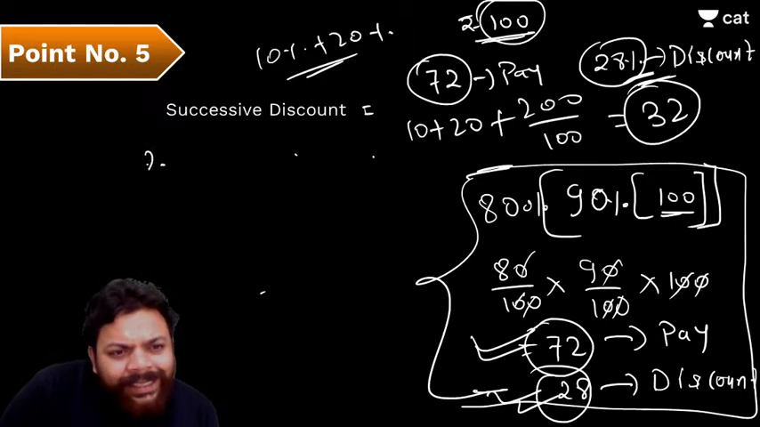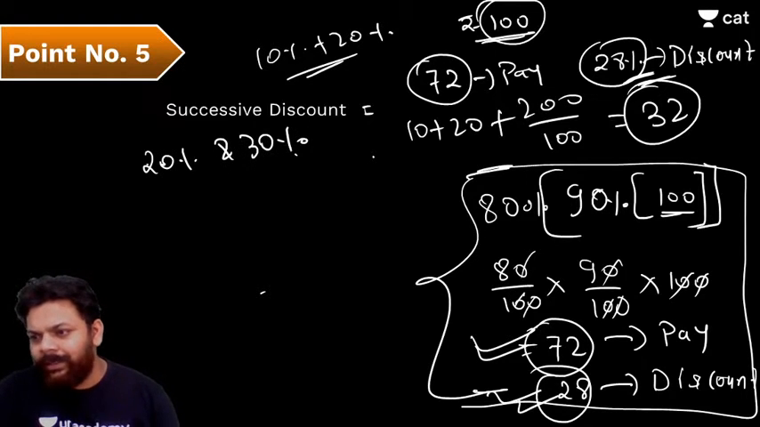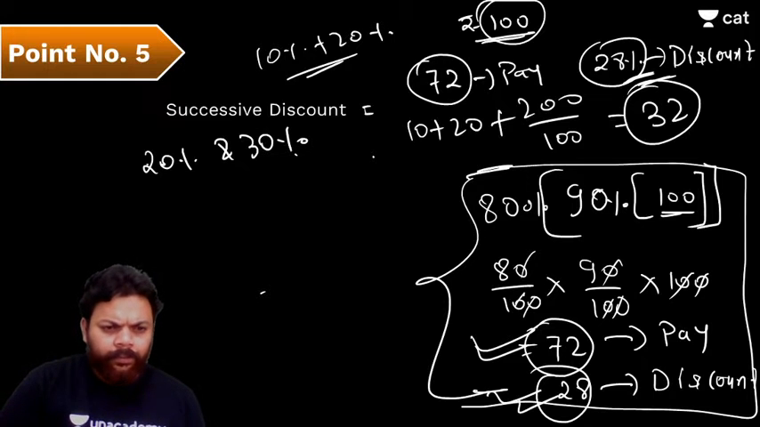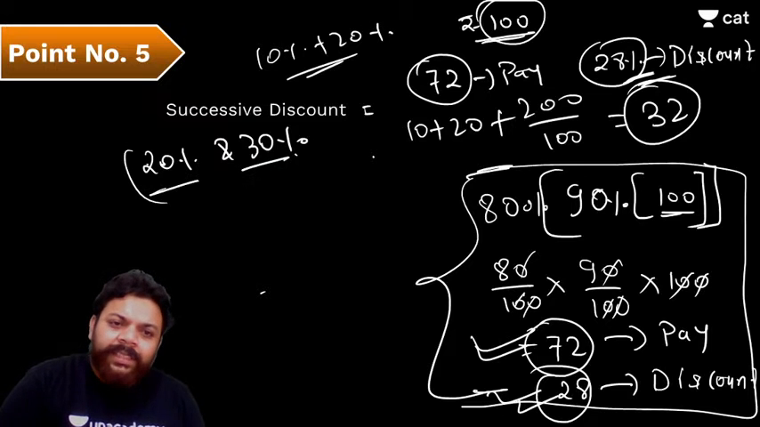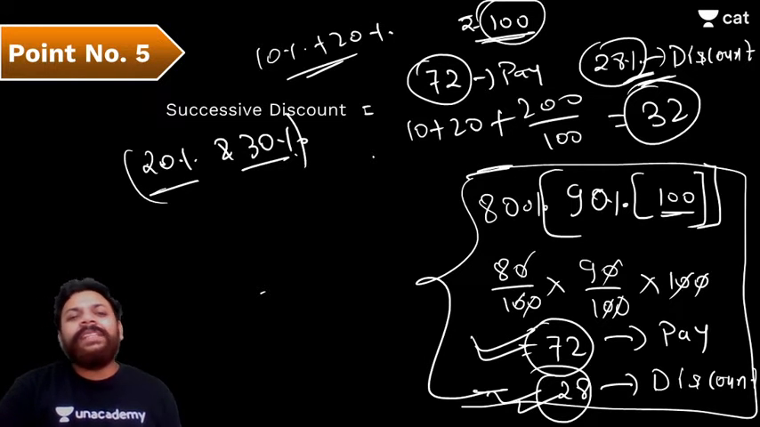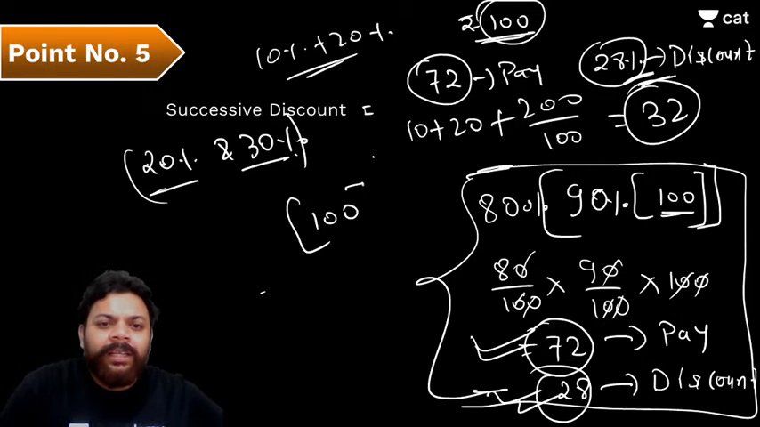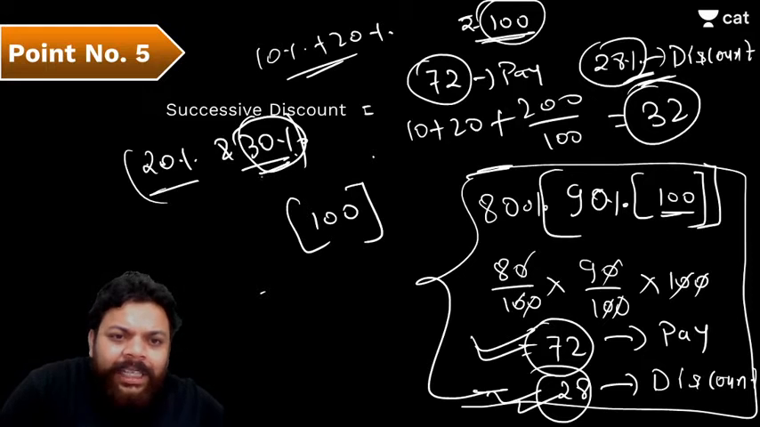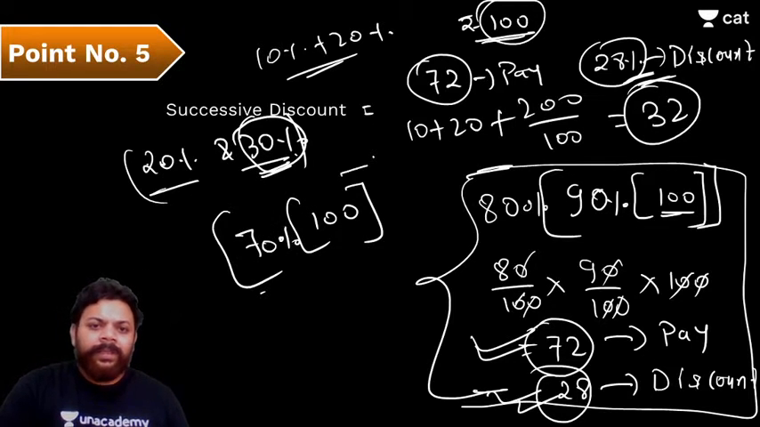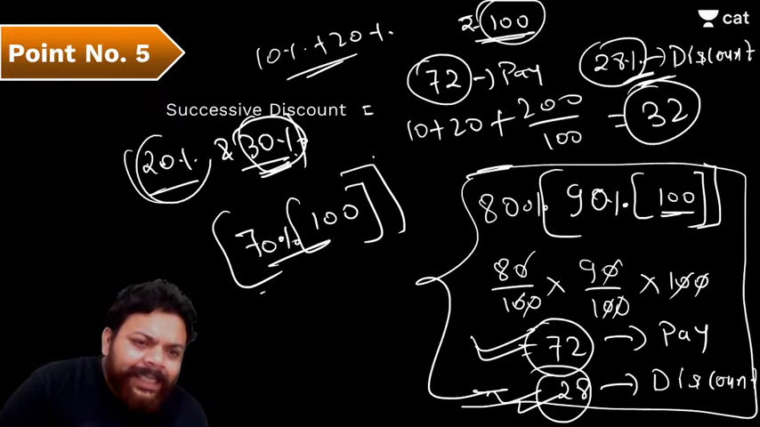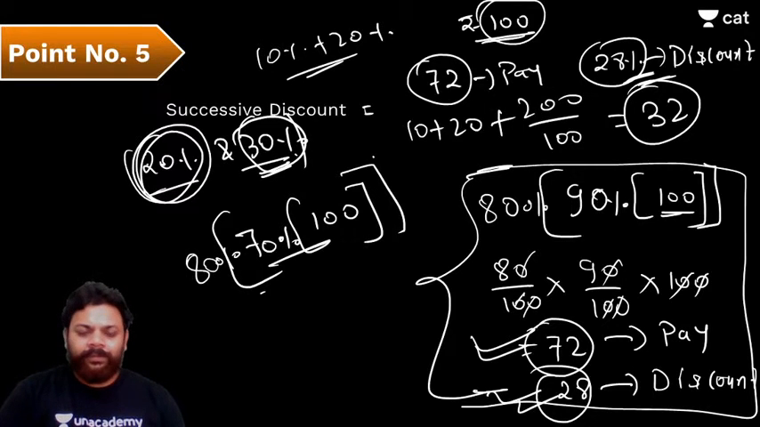Okay, this time I'll consider 20 and 30% discount. So if I get 20 and 30% successive discount, what will be the effective discount? Just try to consider, I have assumed 100. If there is a discount of 30%, that means you need to pay 70% of this value. And if there is discount of 20%, that means we need to pay 80% of this value.